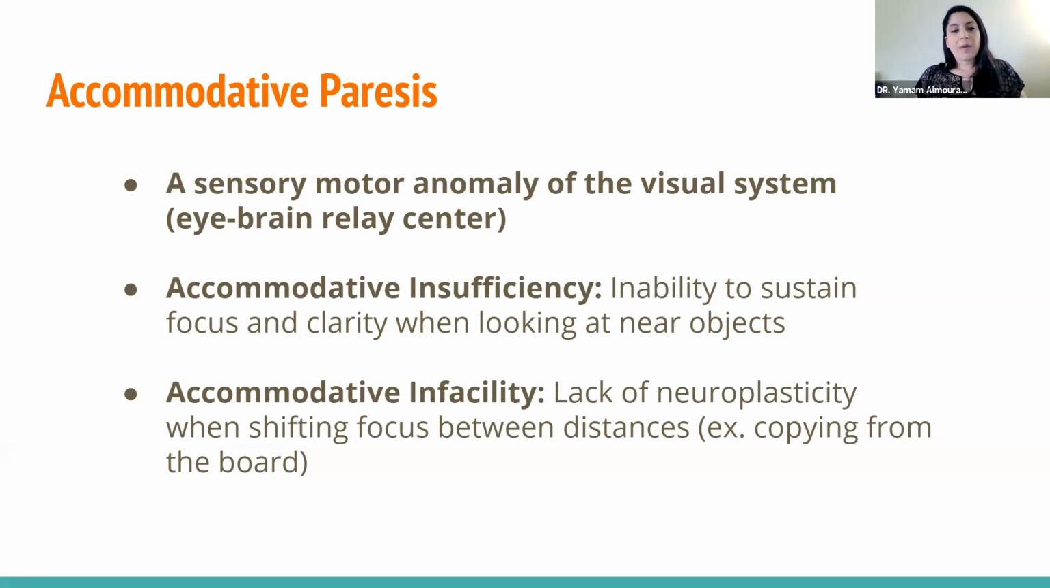The second one is accommodative infacility. And so accommodative infacility is a lack of neuroplasticity when shifting focus between distances. So for example, in a classroom, copying from the board and having to quickly glance up, find your place and get it clear, and then find your place where you were writing and keep that clear and keep switching distances. A lot of that happens in classrooms, in school or college, where the student has to sit in the front, or every time they look up, it's blurry, but up close, it's okay, or vice versa. And so that's the infacility portion of it.